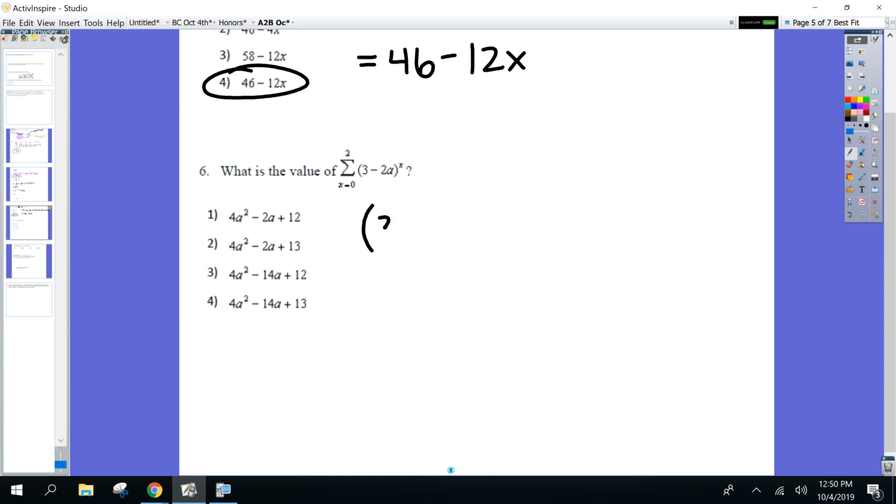You're going to have 3 minus 2A all raised to the 0. Do we remember our exponent rules? Because I do not want you to do anything here. Anything raised to the 0 power equals 1. So this is just going to change into 1.